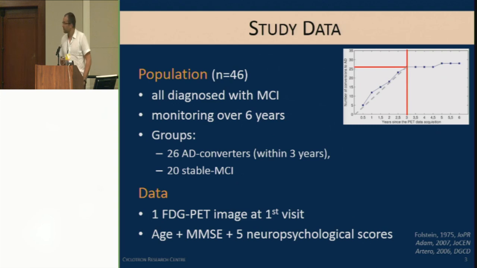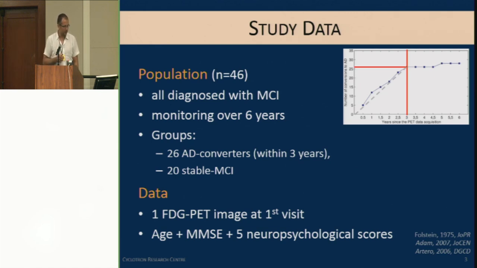On the top right, the graph shows the number of conversions to AD we observed over time. The horizontal axis is time expressed in years. What we noticed is that most, if not all, the conversions happened within 3 years. So we used that to label our subjects.